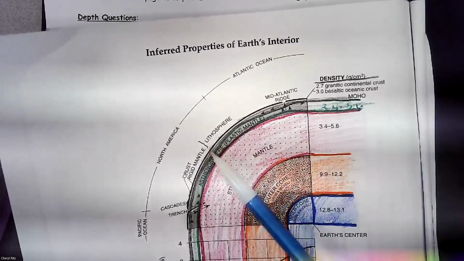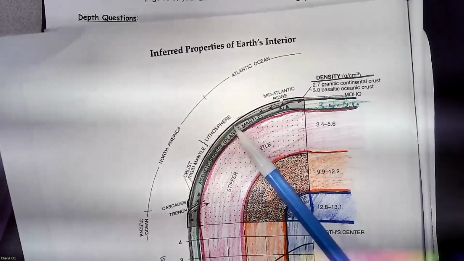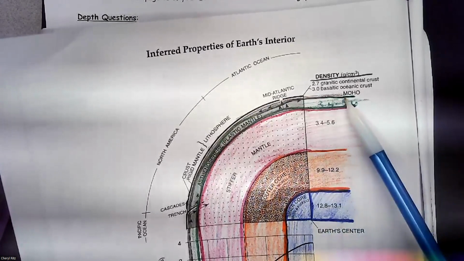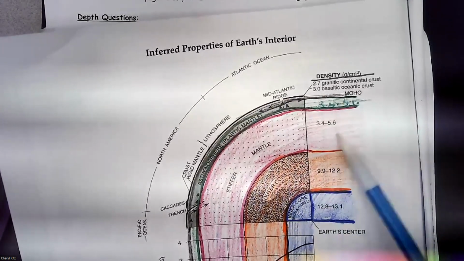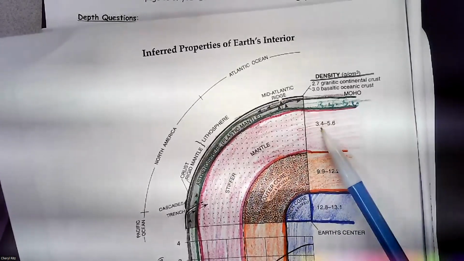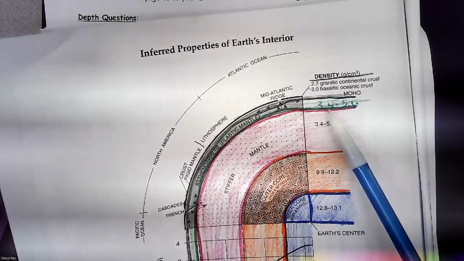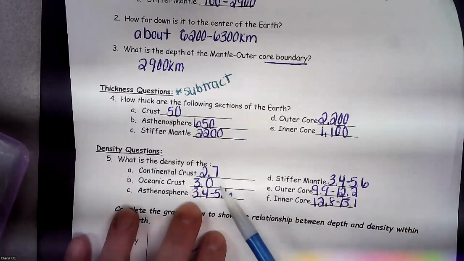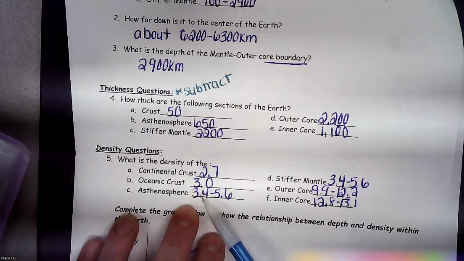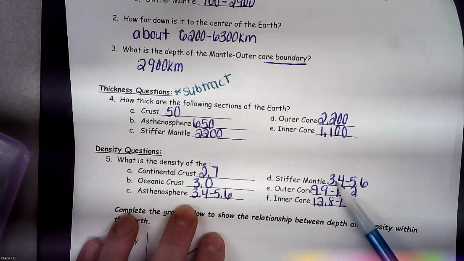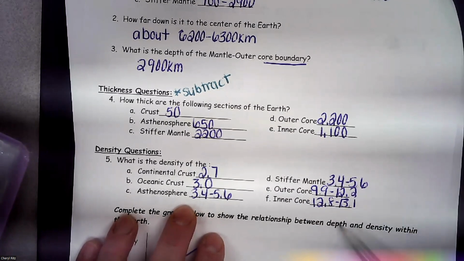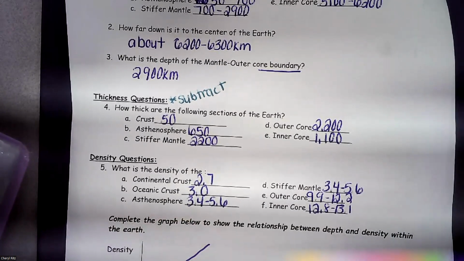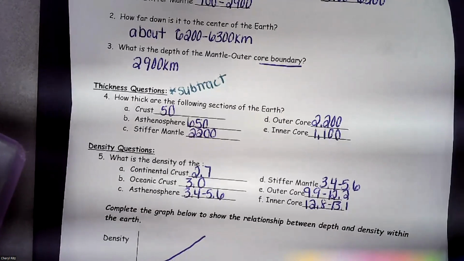Then going from the rest of the list, remember, we talked about this the other day, that brown layer is still stuck in the mantle section. So it's going to have 3.4 to 5.6. Same with the asthenosphere and the stiffer mantle. So asthenosphere 3.4 to 5.6, stiffer mantle 3.4 to 5.6. Outer core 9.9 to 12.2, inner core 12.8 to 13.1.